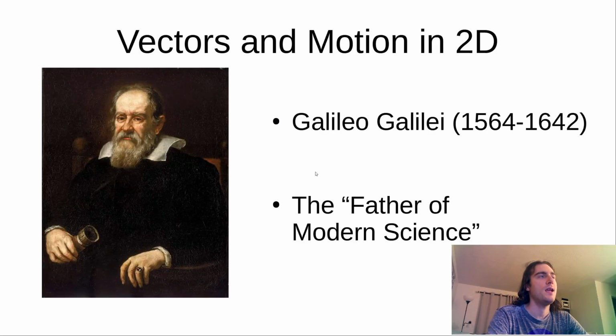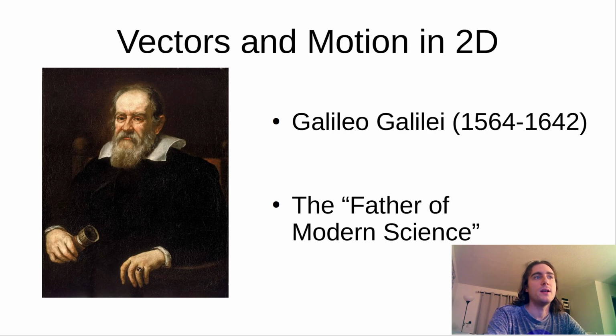Hey everyone, today we're going to be taking a look at vectors and motion in 2D, in particular projectile motion. Here on the left we have a picture of Galileo Galilei. He was alive in the mid-1500s to mid-1600s, so he comes before Isaac Newton, so we study what he did before we study Newton's laws. And one of the things that he did was take a look at projectile motion.